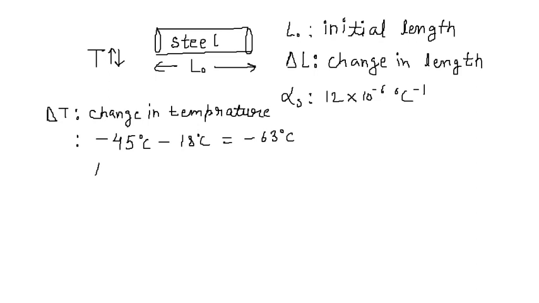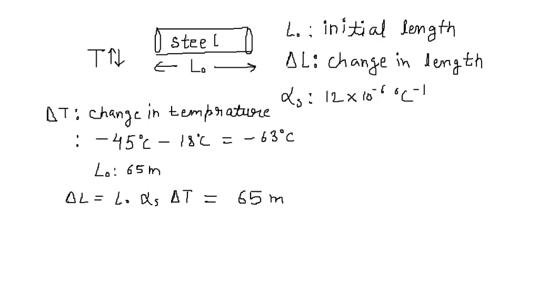And the initial length L naught is also given in the question as 65 meter. If we have to calculate the delta L, that is the change in length of this section, then we have to apply the formula delta L will be equal to L naught alpha S into delta T. We have all the quantities given in the question. Let's put all the quantities in this formula.